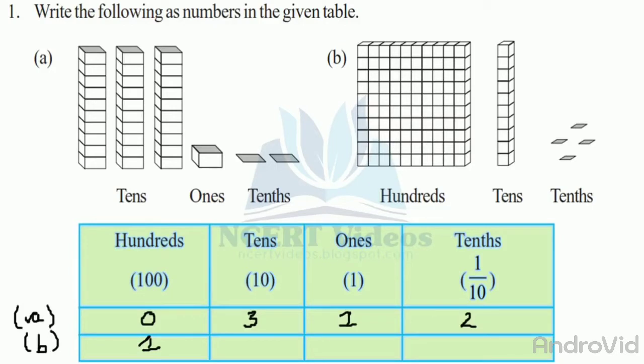Tens, we have 1. Similarly, ones, we don't have any ones. So we write 0. Similarly, tens, we have 4 tens. So that makes our first question.